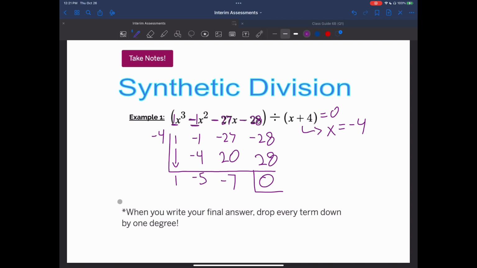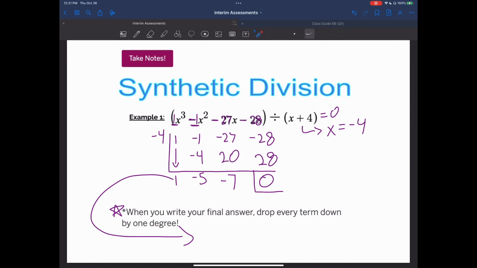Now, your final answer, and I made a little note of this right here. I said, when you write your final answer, drop every term down by 1 degree. So what you're going to do is take these numbers and put the x's back into them for your final answer. We took them out to do the division. Now we're going to add them back in for our final answer.